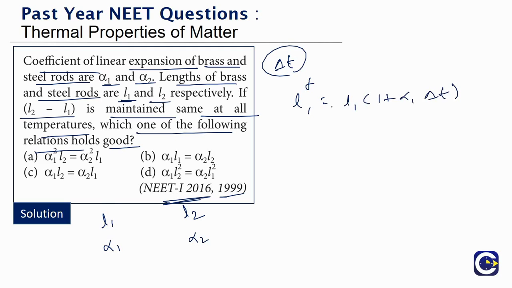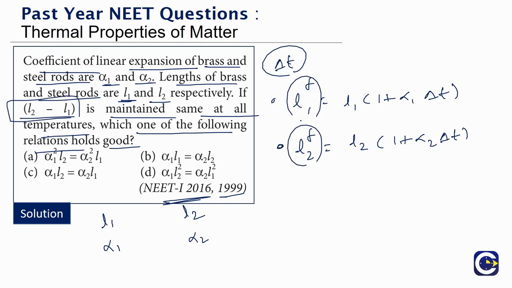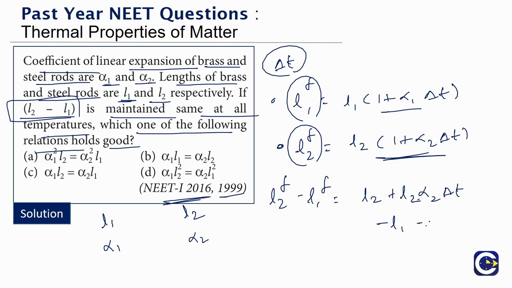So this is coming from the linear expansion formula. Similarly, the final length of the second, which in this case is the steel, will be L2 into 1 plus alpha 2 into delta T. So the L2 minus L1 should remain the same at all temperatures. Means this is the L2 at a different temperature, and this is the L1 at a different temperature. So look at this. L2 final minus L1 final is, we have to do this minus this, which is L2 plus L2 alpha 2 delta T minus L1 alpha 1 delta T. So in this we will have L2 minus L1 plus L2 alpha 2 minus L1 alpha 1 into delta T. So they are saying this should always remain the same.